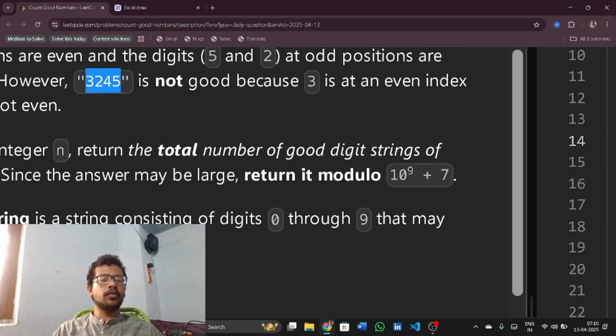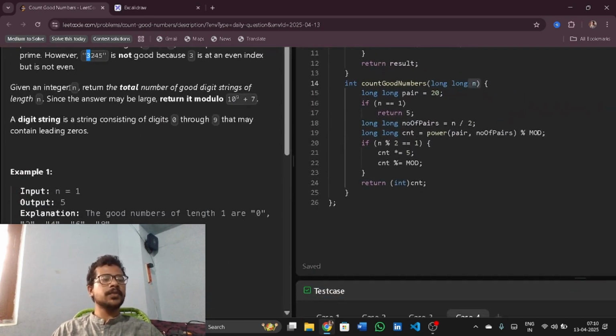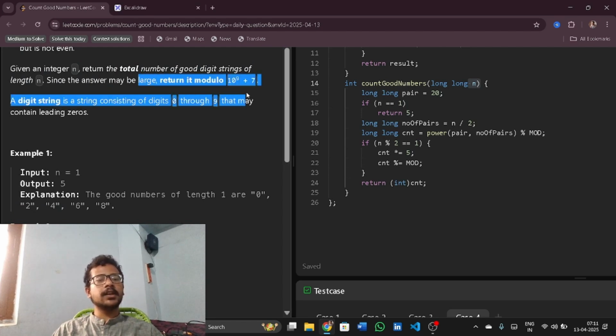Now I have 3245. At index 0 I have an odd number. I don't consider whether it is odd or prime, but at an even index I need an even digit. If it is not there, then it is not a good number. So given an integer n, return the total number of good digit strings of length n. Since the answer may be large, return it modulo 10^9 + 7. A digit string consists of digits 0 through 9 and may contain leading zeros.